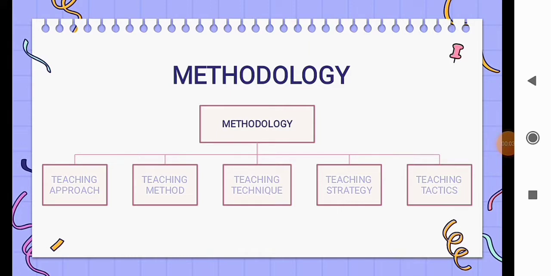It is worthwhile mentioning that the following definitions are mainly based on works by Brown, 1987, and Richard and Rogers, 1989. As you can see, methodology consists of teaching approach, teaching method, teaching technique, teaching strategy, and teaching tactic.